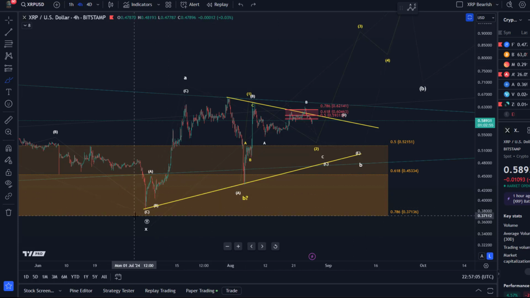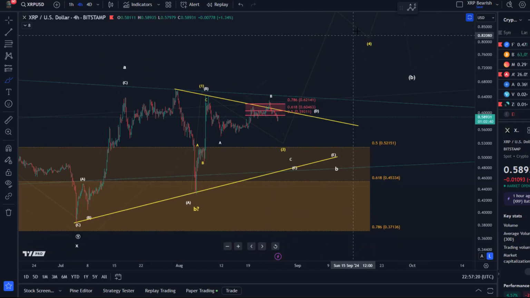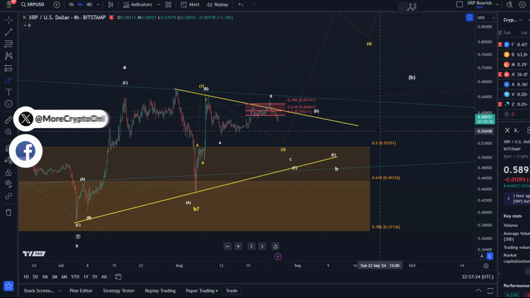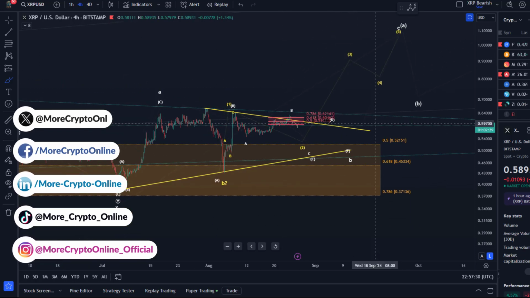On the XRP chart, we are getting rejected currently in our resistance area. The resistance area is unchanged, as communicated in the last video. It's defined between 59 cents and 62 cents. Because we couldn't break above this resistance area, at least not sustain there, we couldn't break above this trend line, we have to expect a larger correction to be unfolding. Let's talk about how this could unfold.